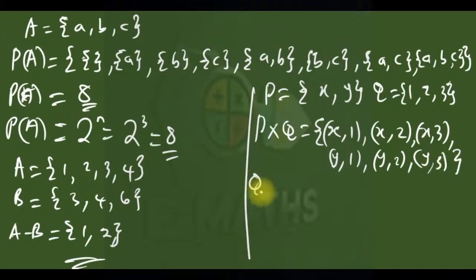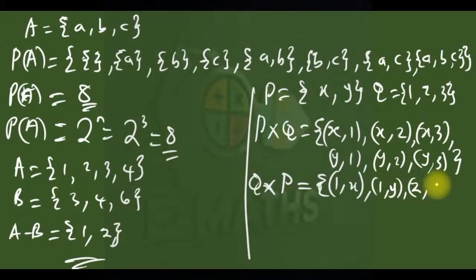So let's do the Cartesian product of Q and P. We start with the first element here, which is 1. So 1 comma X, 1 comma Y. We are done with 1. We start with 2 comma X, 2 comma Y. We are done with 2. We now do finally 3X, 3Y. So that's the meaning of Cartesian product.